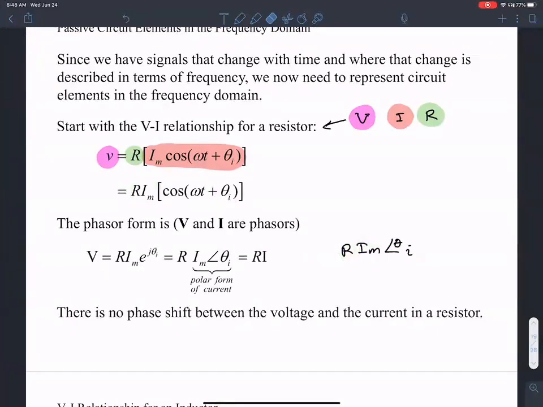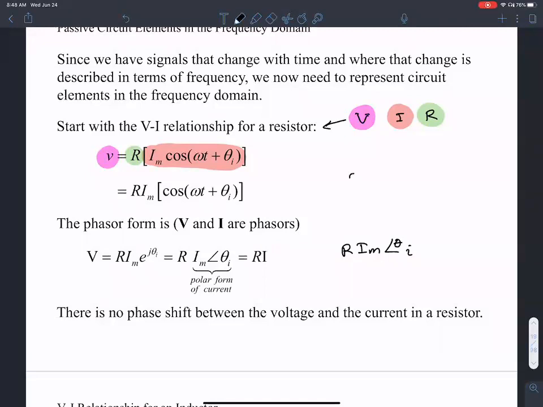Okay, so the idea is that this is the polar form of the current. So it's simply a representation of the sinusoidal current source. We still have the relationship V is IR. There is no phase shift between the voltage and current in the resistance. That's something we want to understand.